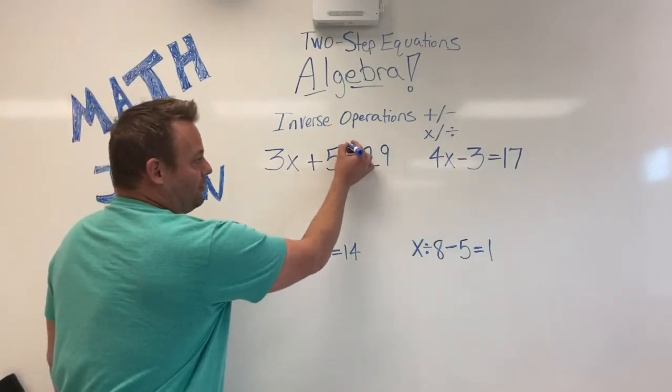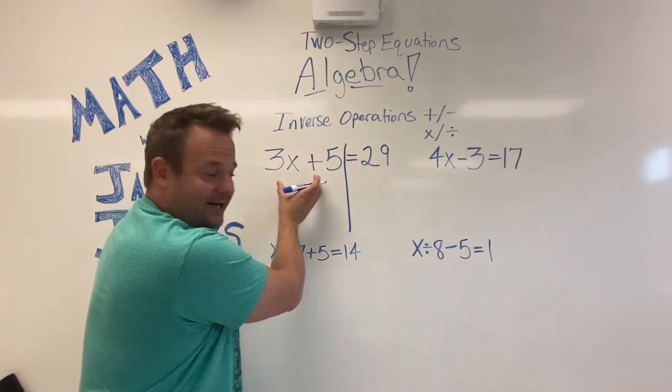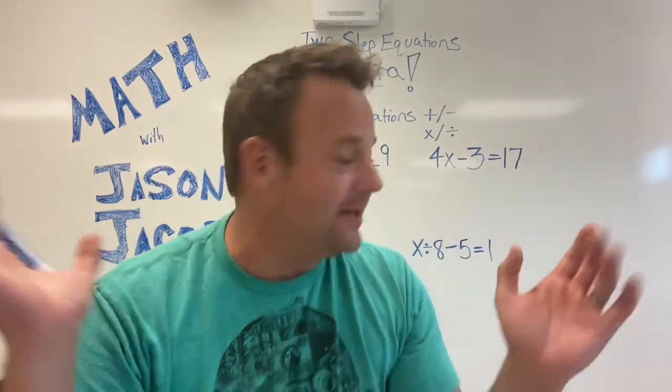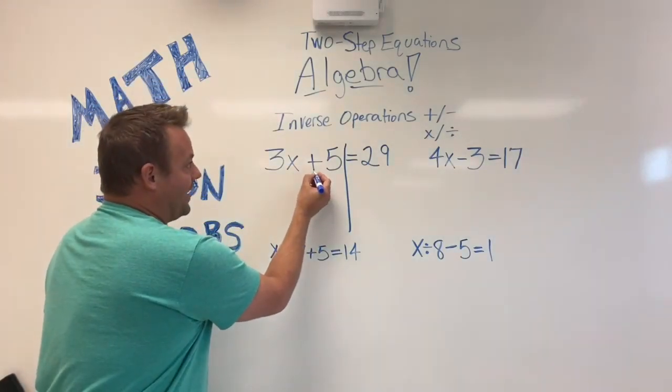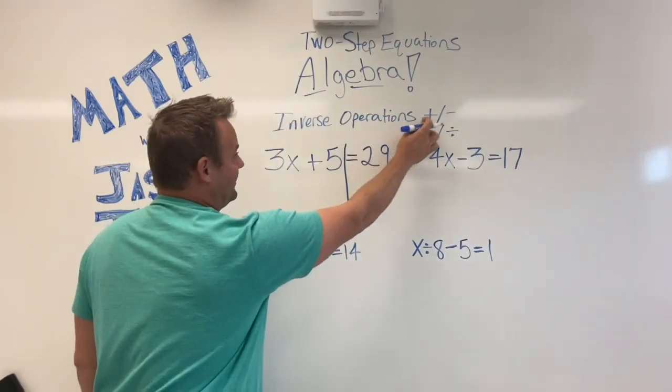So I like to put a little line right here to help me. And whatever you do on one side, you have to do on the other. I want you to think of like a balance scale, guys. Okay, here we go. We're going to do the reverse of the order of operations. Inverse of adding 5 is subtracting 5.